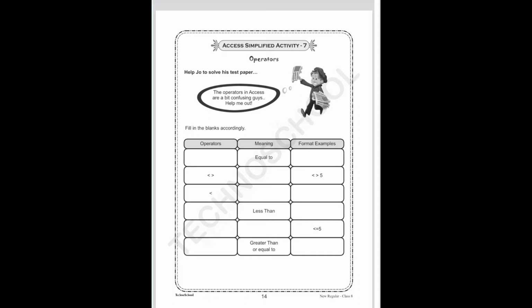And for the second one, you have to write the name of the operator and the example they have given. Third one, less than. Write the name of the operator and give any example, a less than 5, or 5 less than or equal to something. Give an example for this operator.